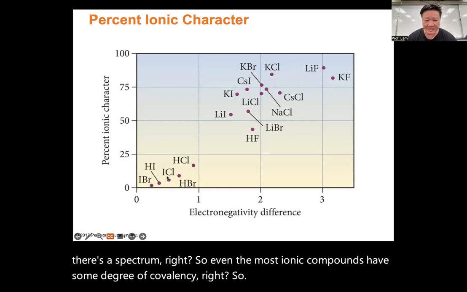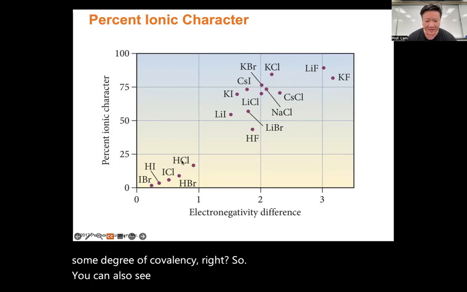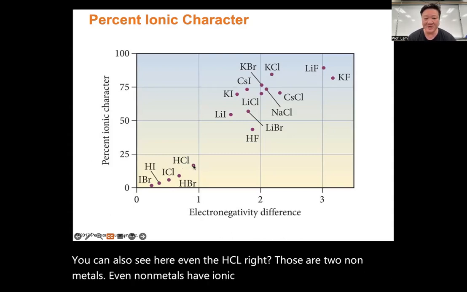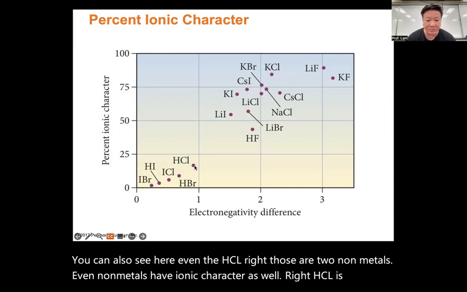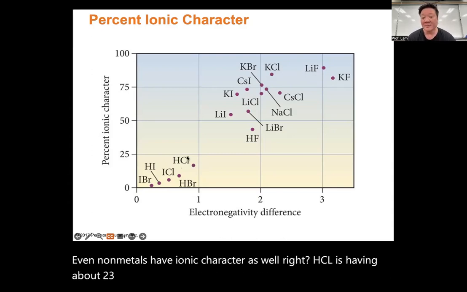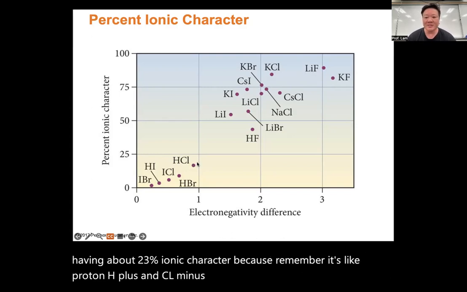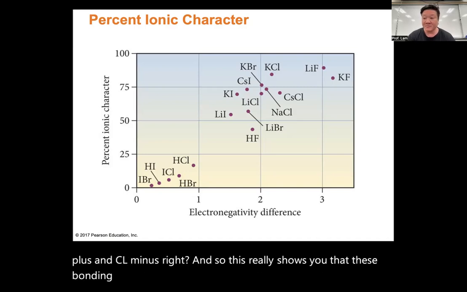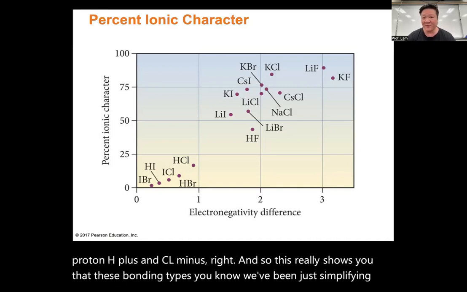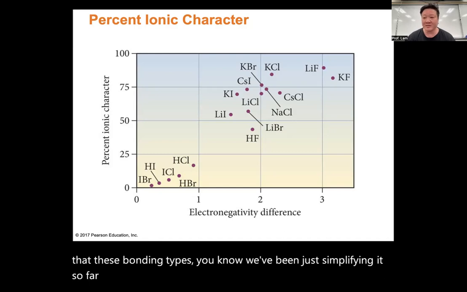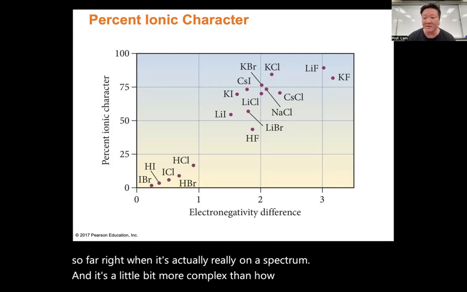You can also see here that even HCl, which is two nonmetals, has ionic character. HCl has about 23% ionic character, because remember, it's like a proton, H plus, and Cl minus. This really shows you that these bonding types, we've been simplifying so far, when it's actually really on a spectrum. It's a little more complex than how we teach it in Gen Chem.